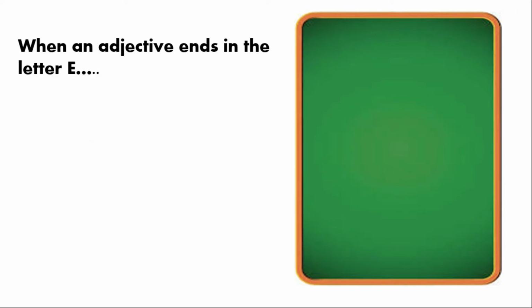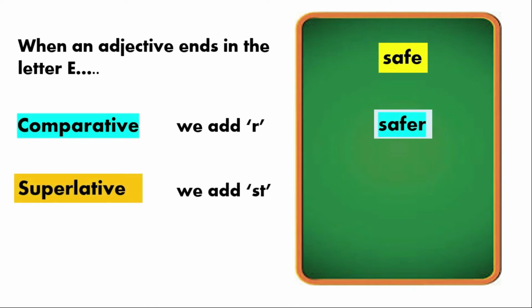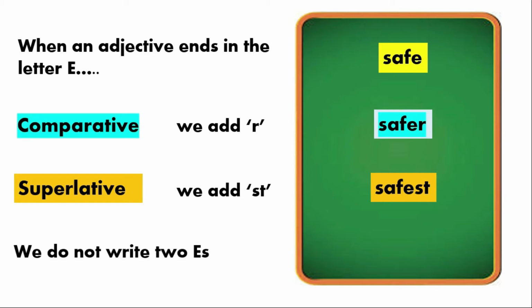When an adjective ends in the letter E, like safe here, for the comparative, we add r, and it's safer. For the superlative, we add st for it to be safest. And this is when the adjective ends in the letter E. Remember, we do not write 2 E's for this, so we do not say safeest with 2 E's. This is wrong.